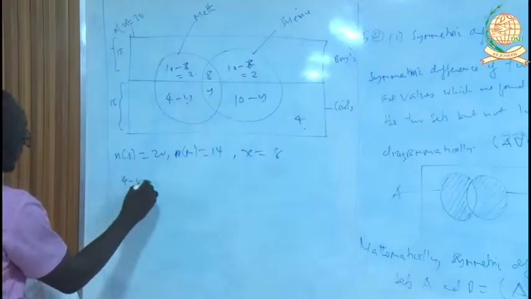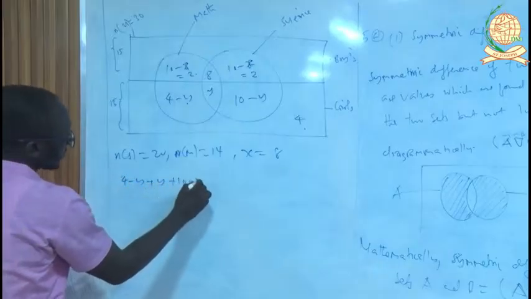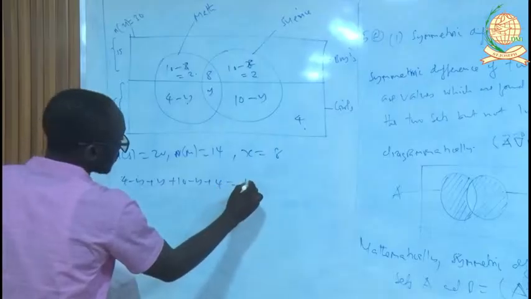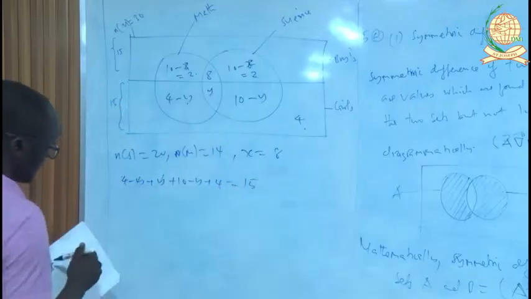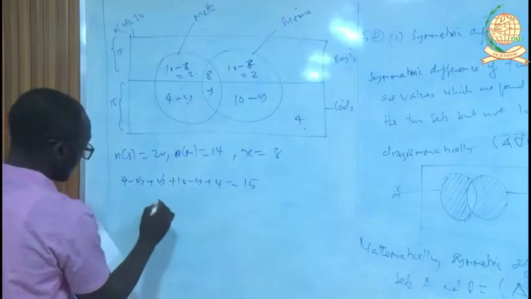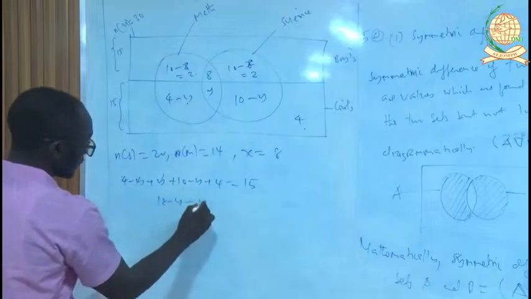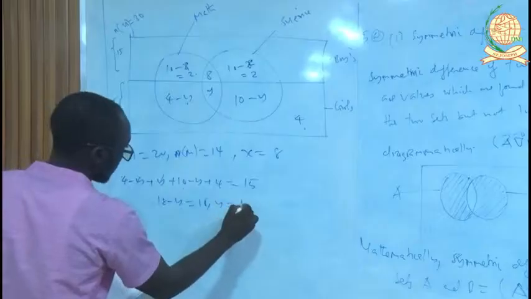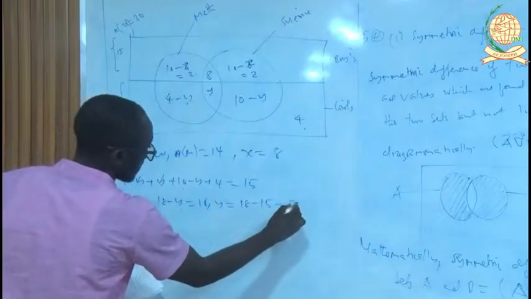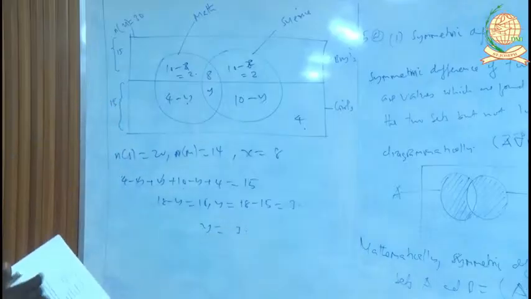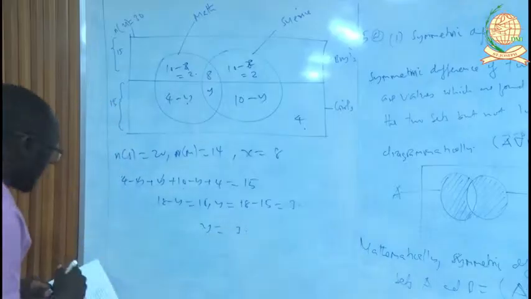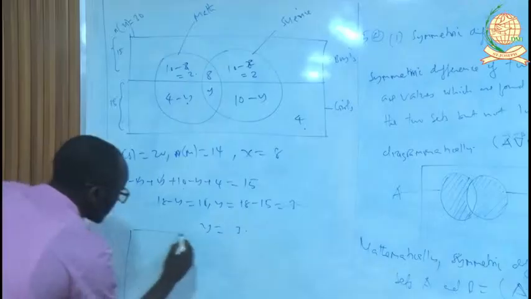Now 4 minus y plus 10 minus y plus 4 has to be 15. So the y's vanish, this is 14 and this one is 18. So 18 minus y equals 15. So y is going to be 18 minus 15, which is 3. So the value of y is 3. So you can see the number of girls who are doing both is 3.